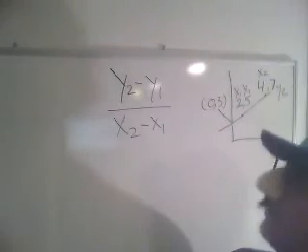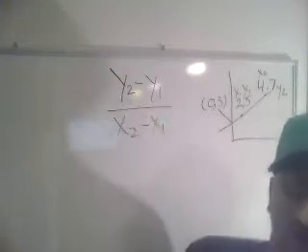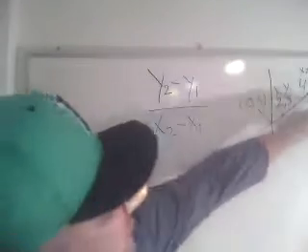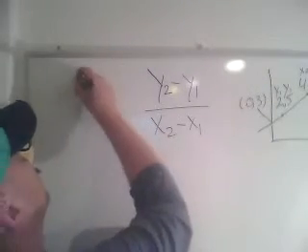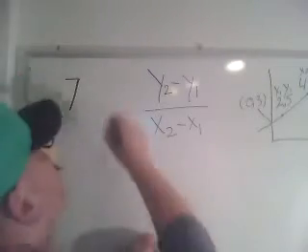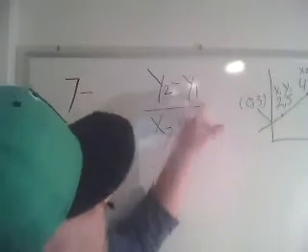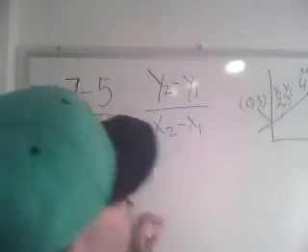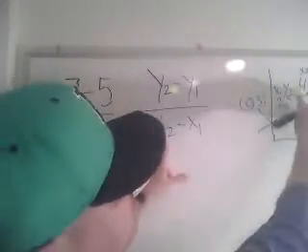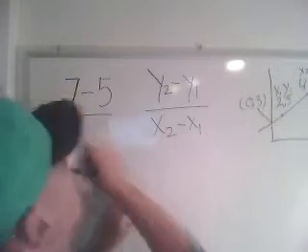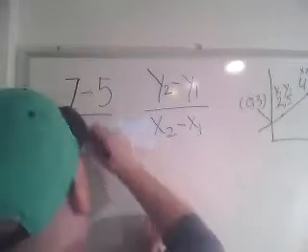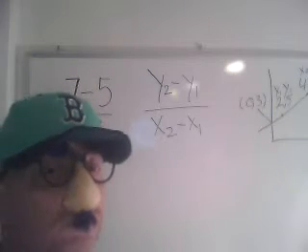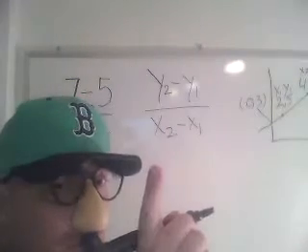Okay. Now, we need to plug into this formula. Move it over here. So, our y2 is 7. Our y1 is 5. Our x2 is 4. And our x1 is 2. Right?